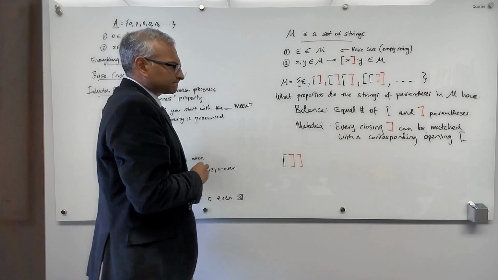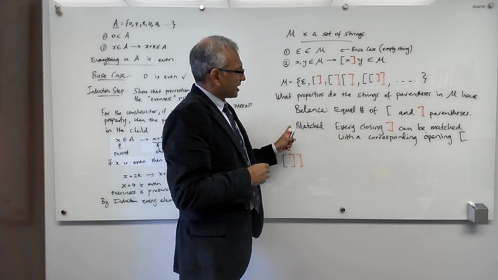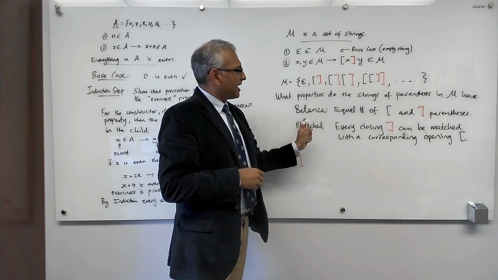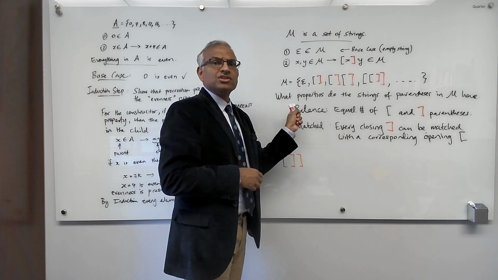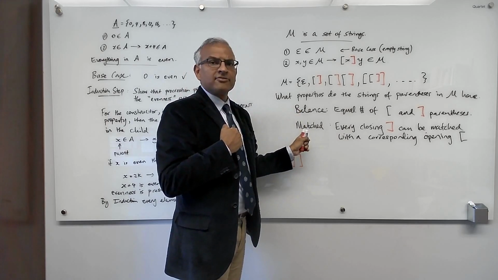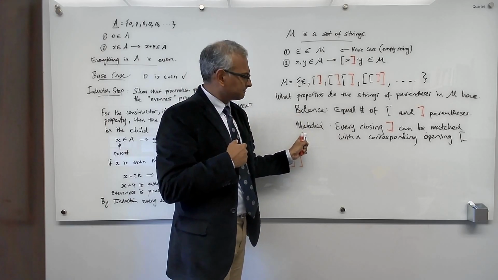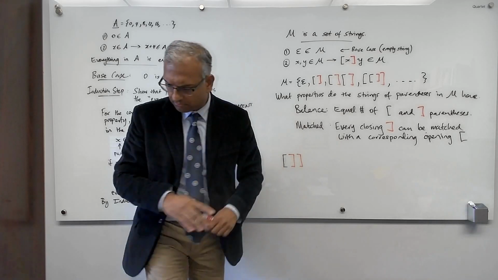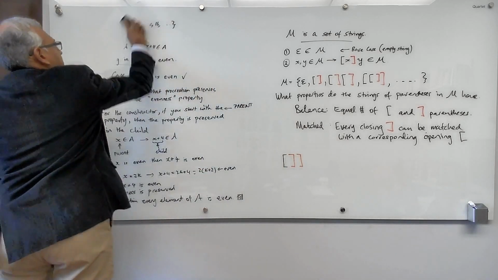So these are two properties. I claim that every string in my set M has these two properties. I'm going to prove using structural induction that they have balance. It's an exercise for you to prove that they're all matched, which is slightly harder. Okay, so proof of balance.